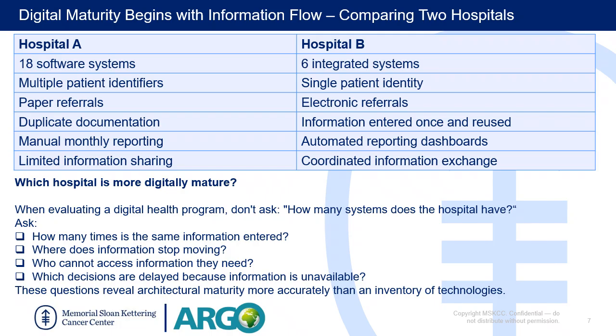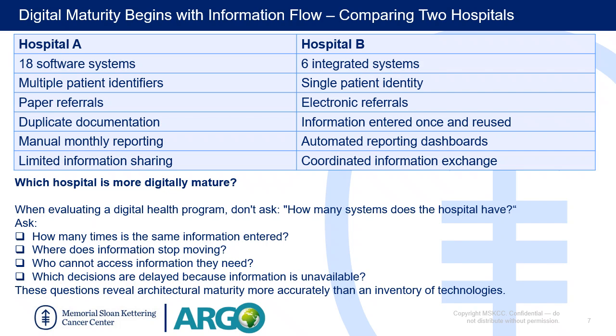Compare that to Hospital B. They have 6 integrated systems, one single patient identification. Their referrals are done electronically. Information is entered once and reused across those 6 systems. And there's automation of their reporting processes using dashboards and coordination of information technology. Now, which of these hospitals do you think has the more digitally mature health system?